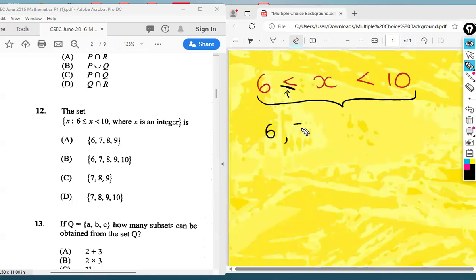So it's 6, 7, 8, 9. But do we have to put 10 to get it correct? The answer is no, right? You're stopping at 9. They said you're counting to less than 10, not less than or equal to 10. If it had the extra line underneath here, fine. You could have put the 10. Not could have, you needed to put the 10. So the answer for this one would be E.